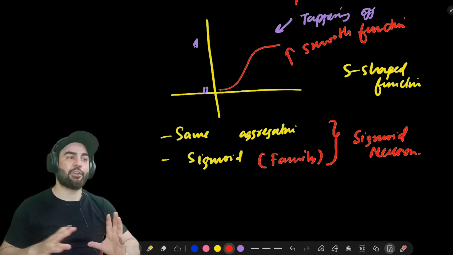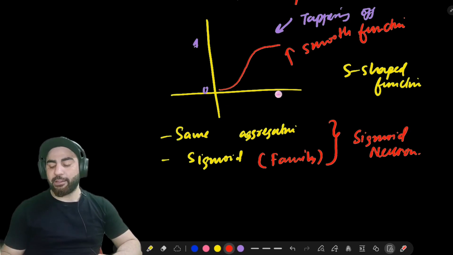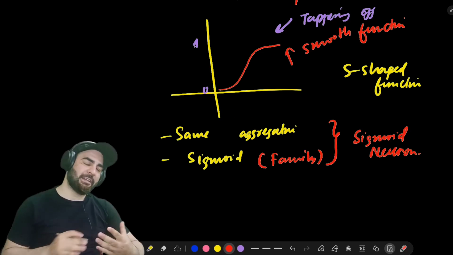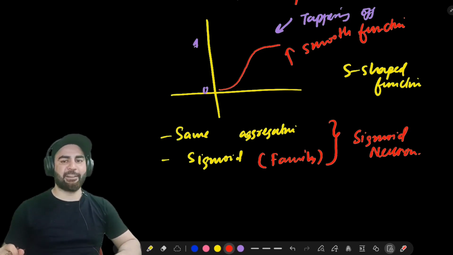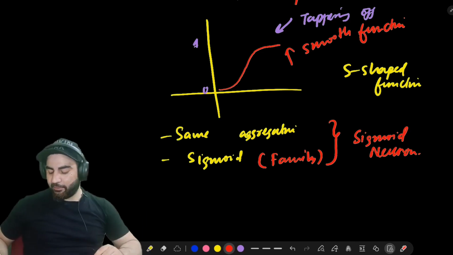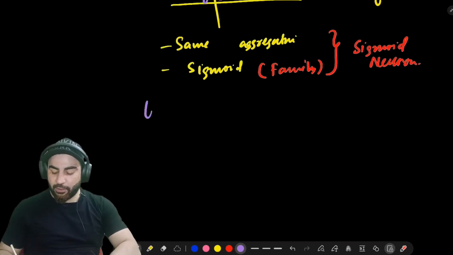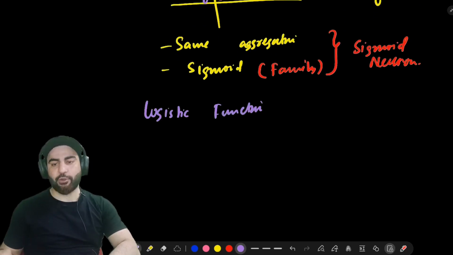As I said, there are a lot of functions like this. Sigmoid functions are a family of functions which show behavior of this sort. We'll see maybe the logistic function, we'll see the tanh function. All of these are sigmoid functions. So let's see how this logistic function is. We'll take one function which is called the logistic function.